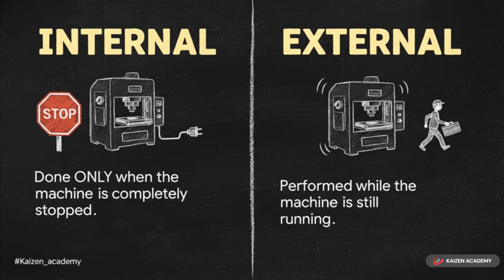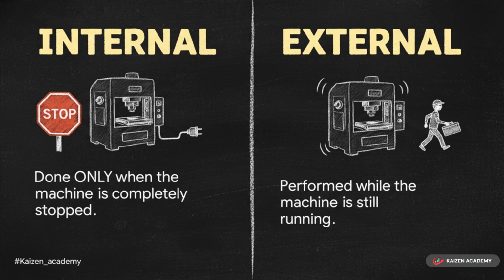Section 3. Internal versus external operations. This right here is the real aha moment from his research. Shingo realized that we were looking at setups all wrong. We were treating every single action as something that had to happen while the machine was totally shut down. He blew that up by separating setup operations into 2 distinct categories, internal and external.